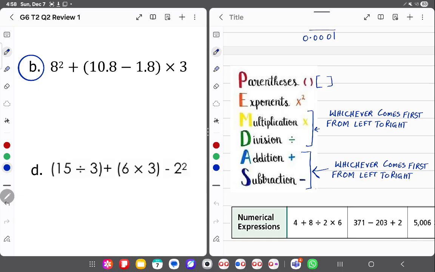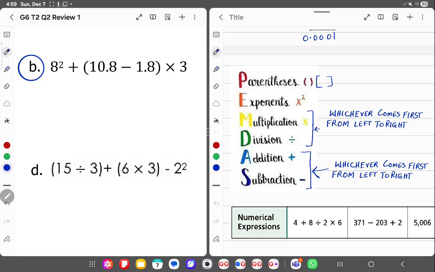Now when we come to multiplication or division, we have to see whichever comes first from the left, and we solve that one. If it's a multiplication, we solve the multiplication first before division. If it's a division which is coming first on the left hand side, we solve the division first before we go to the multiplication. And the same thing for addition and subtraction, whichever comes first from left to right. So if addition is first on the left, we solve addition. If subtraction is first from the left, we solve the subtraction first.